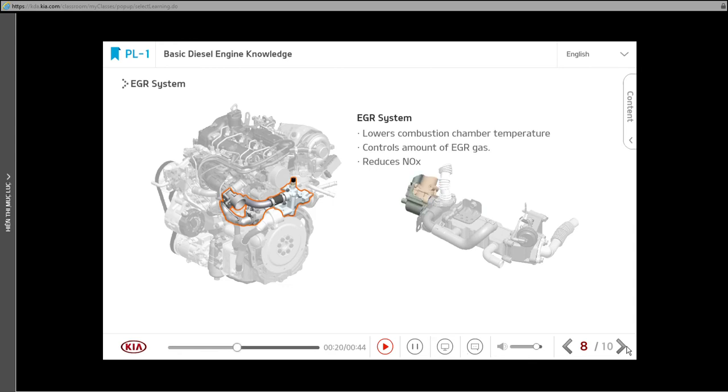The main components of the EGR system include the EGR valve that supplies combusted gas to the intake based on ECU control, the EGR cooler that cools the recirculated exhaust gas, and the bypass valve that directly sends exhaust gas to the intake without passing through the cooler during cold conditions.